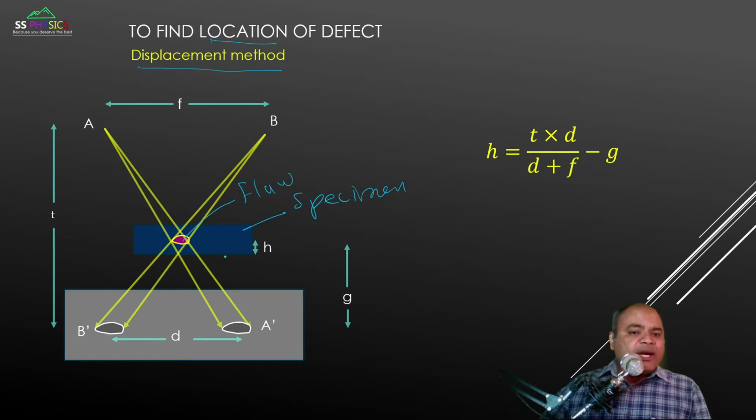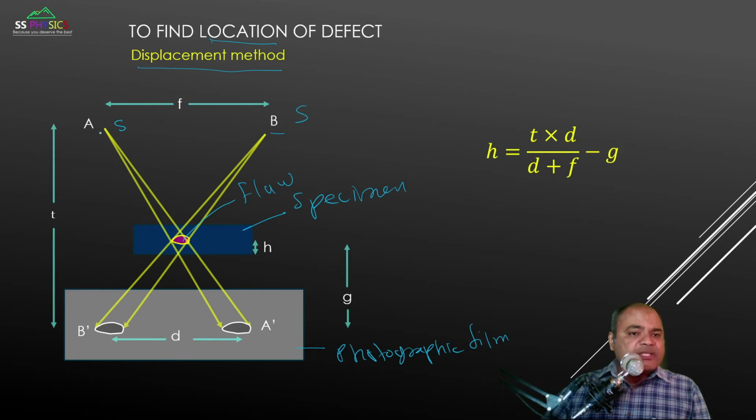So in one impression you can detect whether that flaw is present or not. But to find out the location, we need two impressions from two different angles. Here this is the source of X-ray, initially at location A, and after that we have to use a different location of the source, that is B, and this is the photographic film. In this way you can take two different impressions from two different angles.